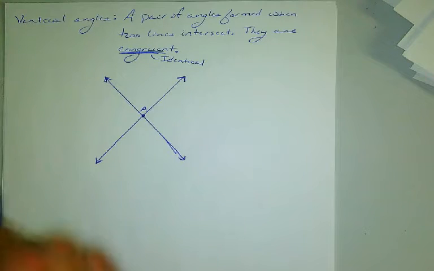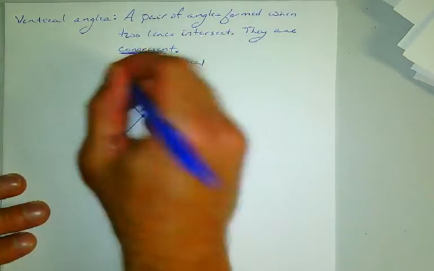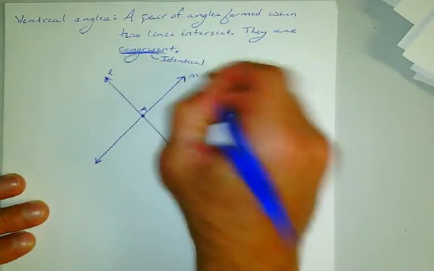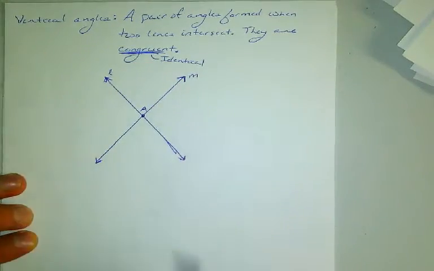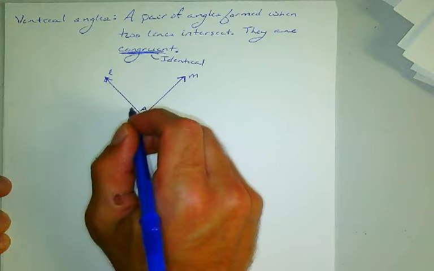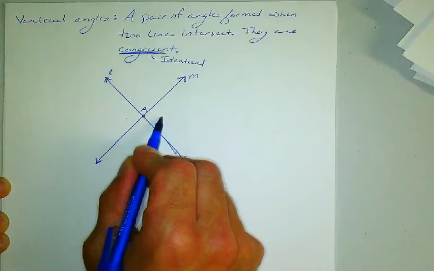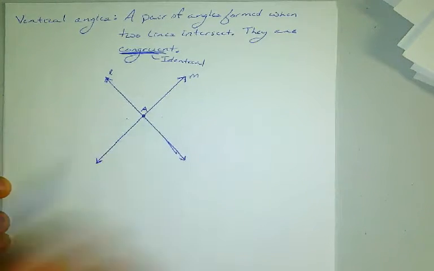So here I have two intersecting lines. I've got a line here. I'll call this line L. I'll call this line M. And they intersect, they form an X. Now, where do the vertical angles happen? They happen across from each other. So I would say that this angle on the left side of the paper is congruent to the opposite angle on the right side of the paper. So they're on opposite sides of the X.